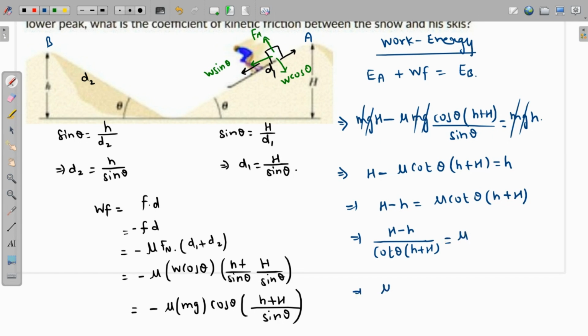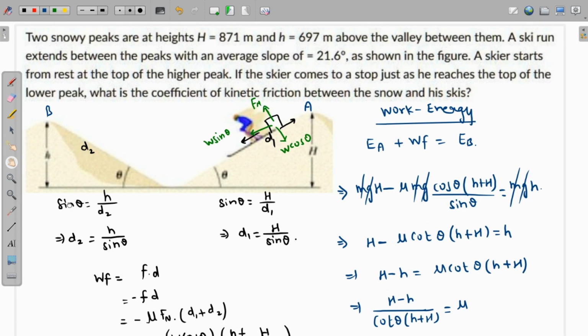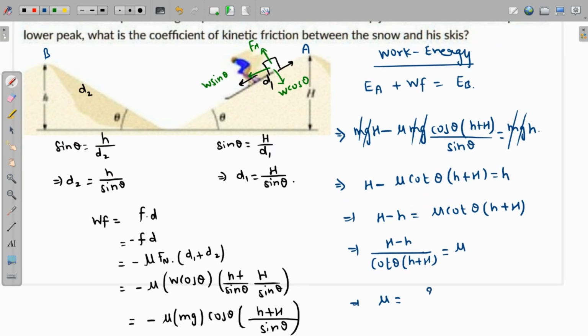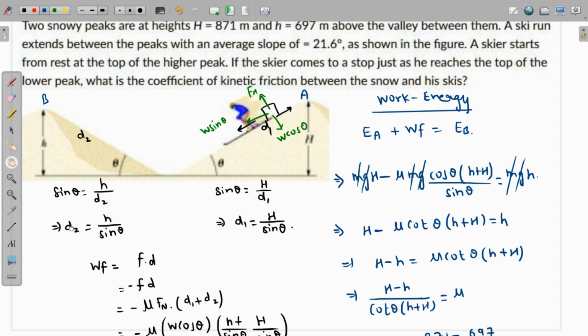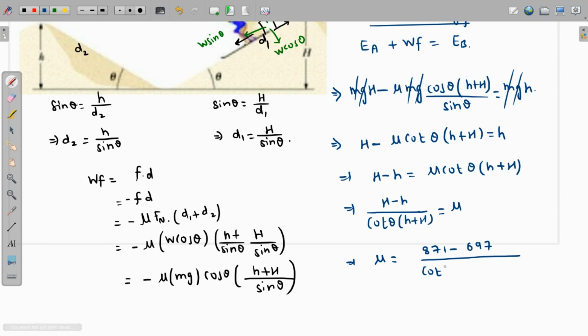So if you flip the equation and substitute all the values, then capital H is, I think, 871, small h is 697, over cot of theta, where theta is 21.6, and then 871 plus 697.